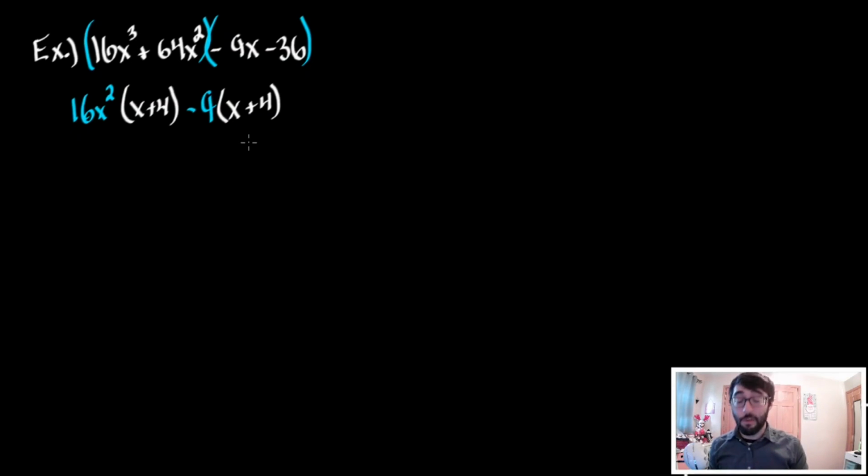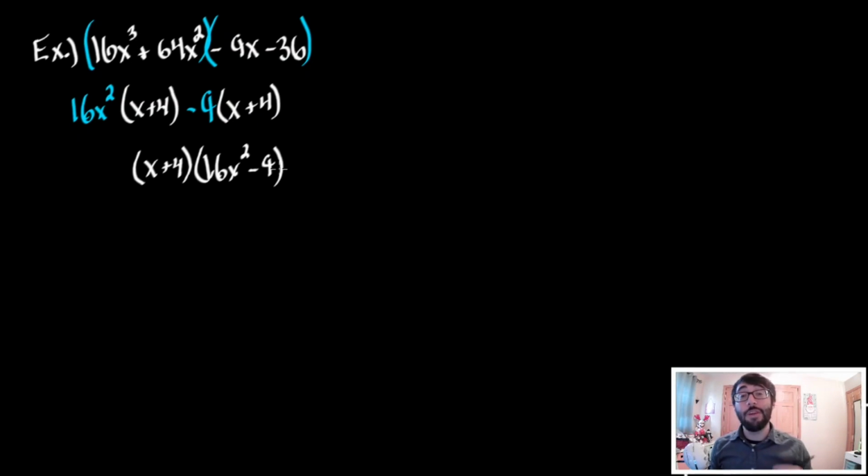x plus 4 is the greatest common factor, the same way 16x squared was the greatest common factor. So I can actually factor out that greatest common factor of x plus 4, and that leaves me with x plus 4 times 16x squared minus 9. However, remember, you always need to see if you can factor further.